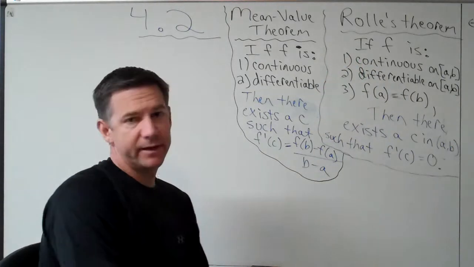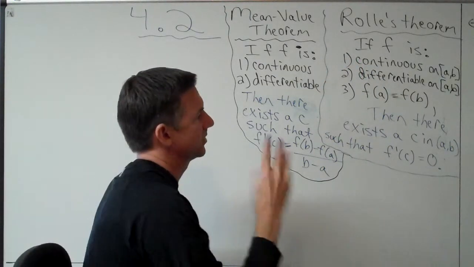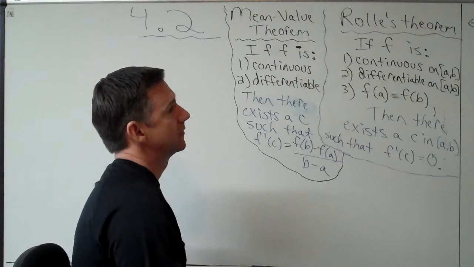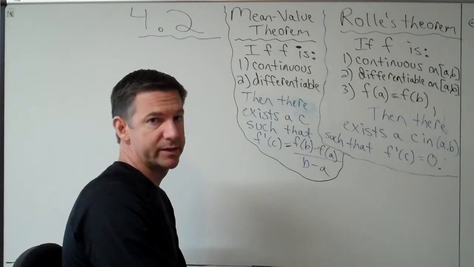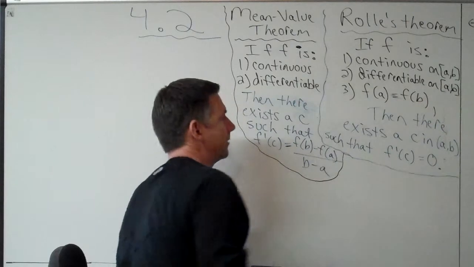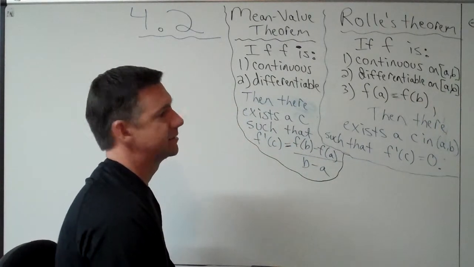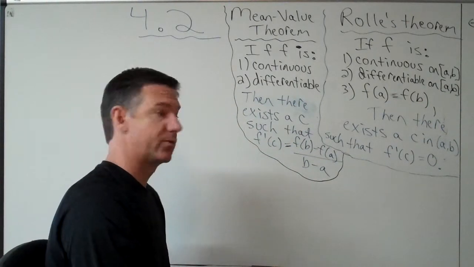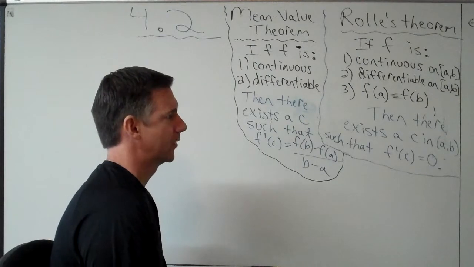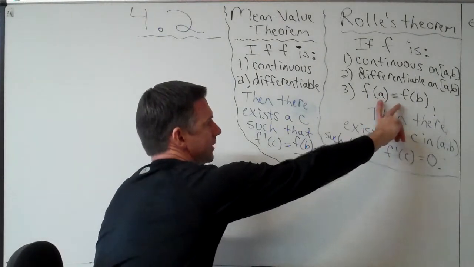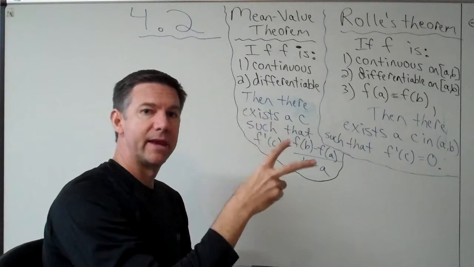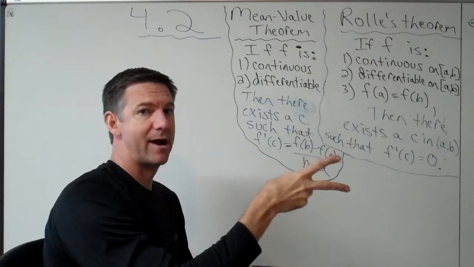It says if f is continuous, it has some conditions. So the function has to be continuous on a particular interval, ab. It has to be differentiable, so you have to be able to find the derivative everywhere on the whole interval. And for Rolle's theorem, when you plug in the endpoints, they have to equal the same y value.